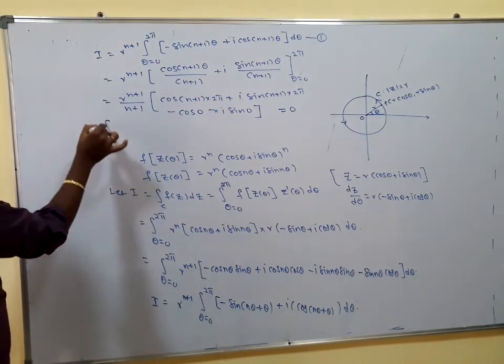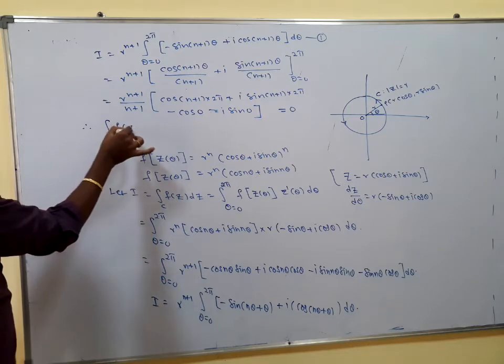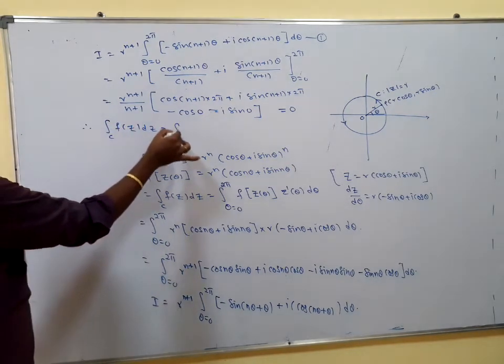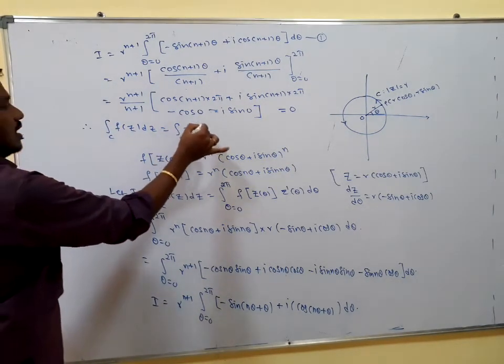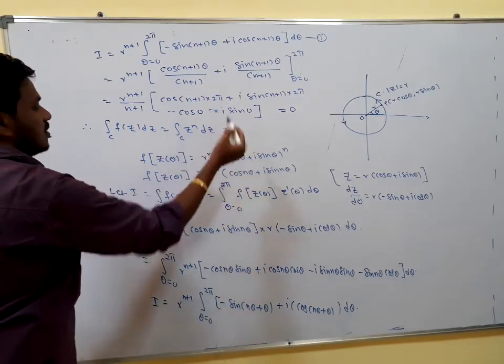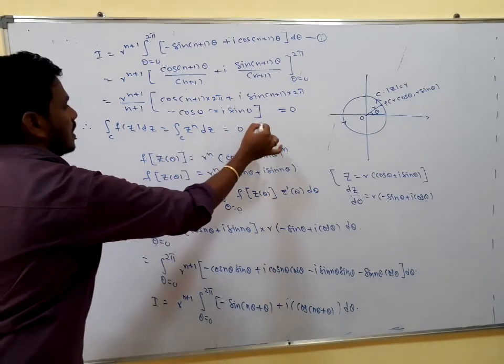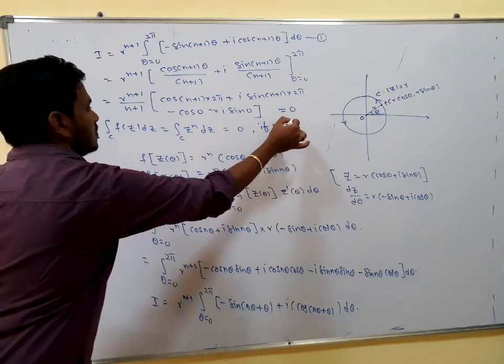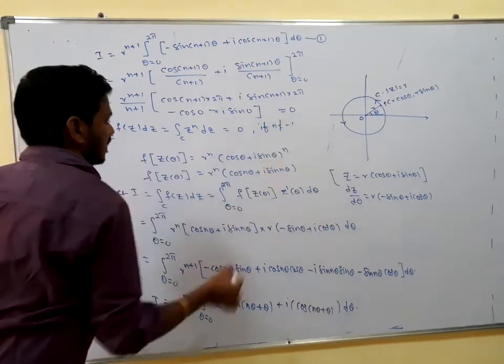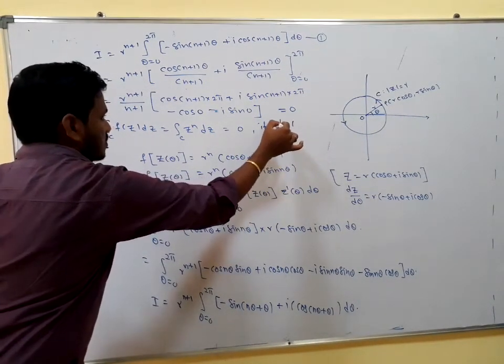Therefore the integral over C of f of z dz is equal to the integral over C of z to the power of n dz, which is equal to 0 if n is not equal to minus 1.